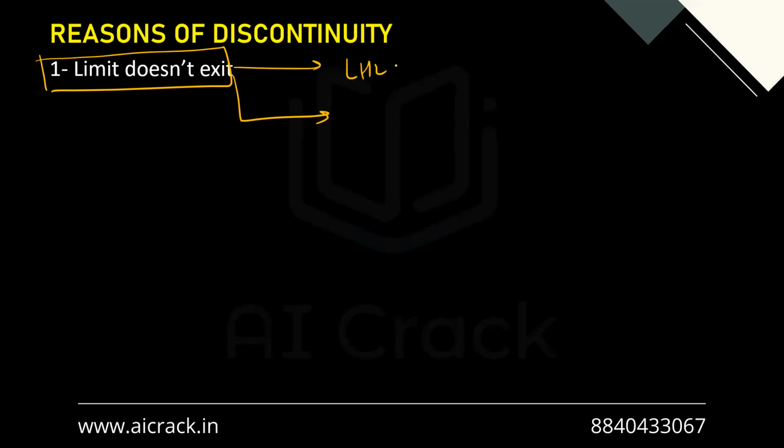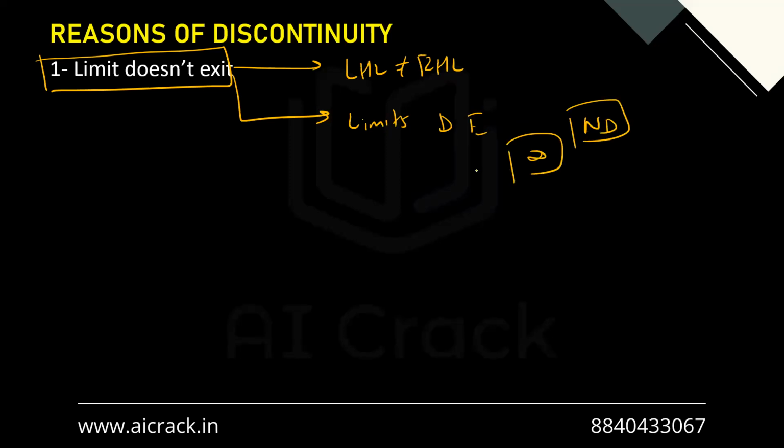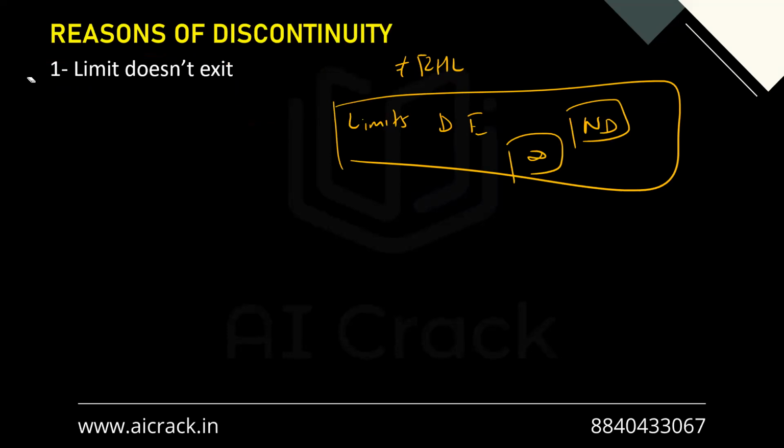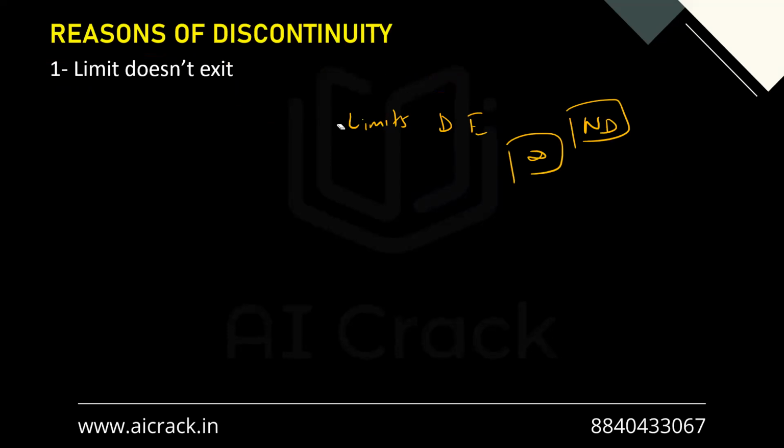The first one is LHL is not equals to RHL. Basically limits are existing but they're not the same, they're not equal. And the second case is limits don't exist. Basically we can say that they're not defined or they're infinity. In either of the cases we can simply say that limit doesn't exist. Now let's see how these can be represented in graphs.